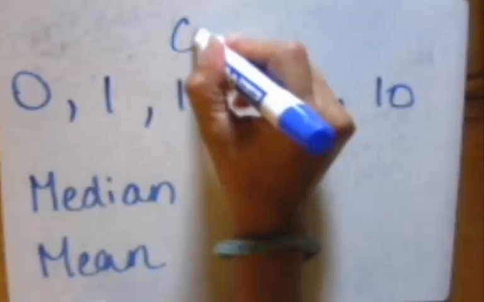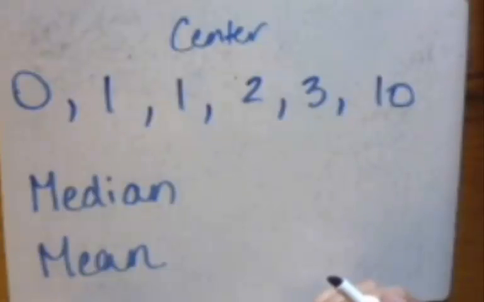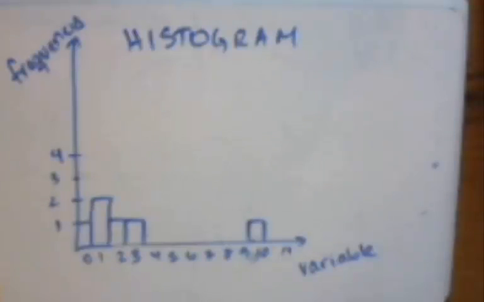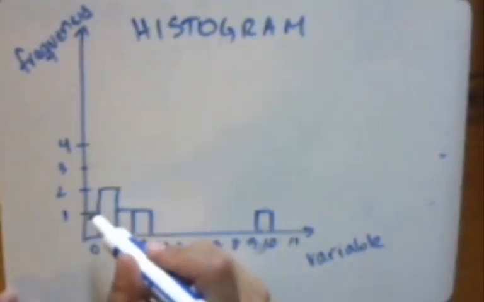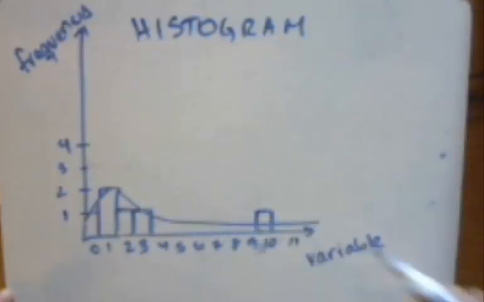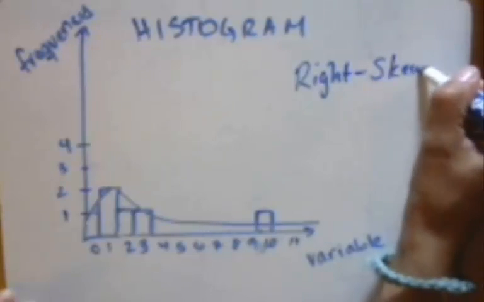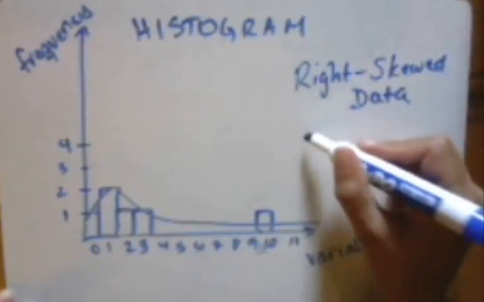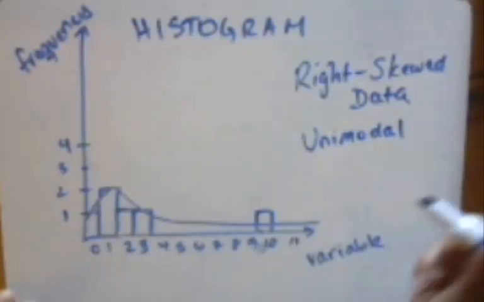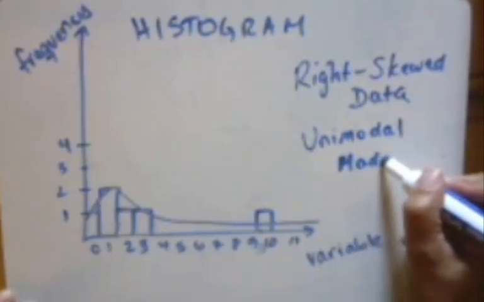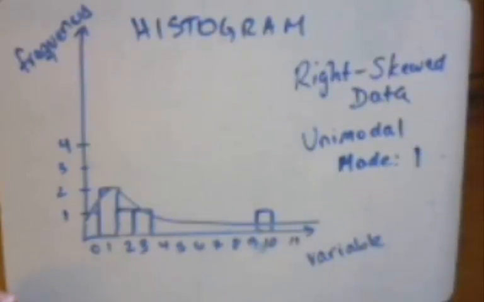Okay, there are a couple of ways that we could find the center of the data. First, let's go ahead and graph this data real quick in a histogram. The histogram may look something like this, and if I were to draw a curve through it, it would be represented like that. This is right skewed data. It's definitely unimodal, and the mode, the most common data point, is 1.